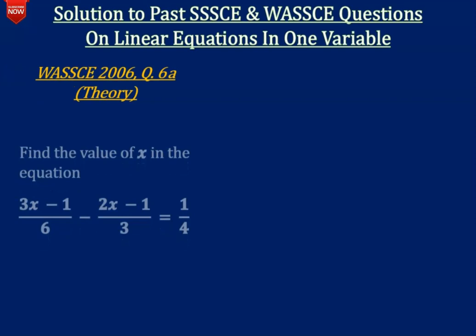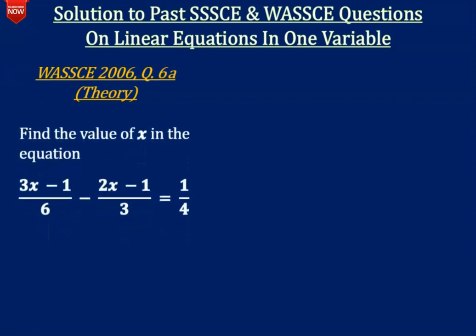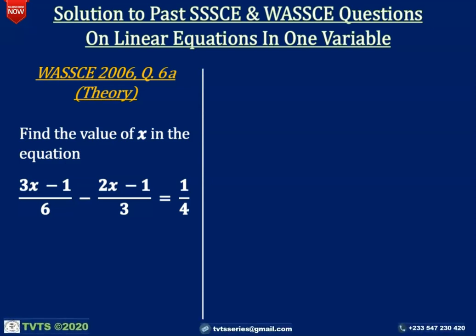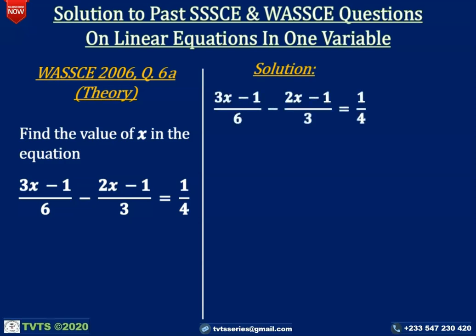We begin with WASSCE 2006, Theory Question 6a. Find the value of x in the equation (3x minus 1) all over 6 minus (2x minus 1) all over 3 is equal to 1 over 4. Solution. We have the equation (3x minus 1) all over 6 minus (2x minus 1) all over 3 is equal to 1 over 4.